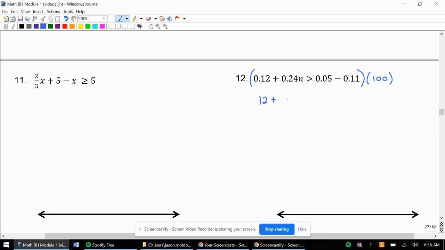12 plus 24n is greater than, make sure we keep this as an inequality, 5 minus 11. Next, we're going to just apply all of our equation solving skills, even though it's just an inequality. We'll simplify the right side. Then we will isolate the variable.